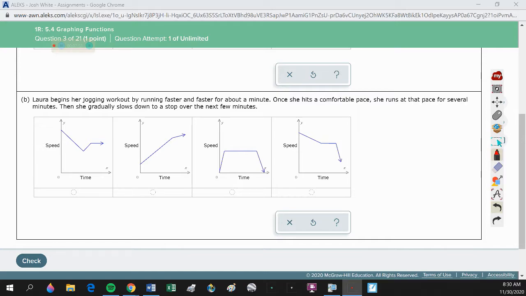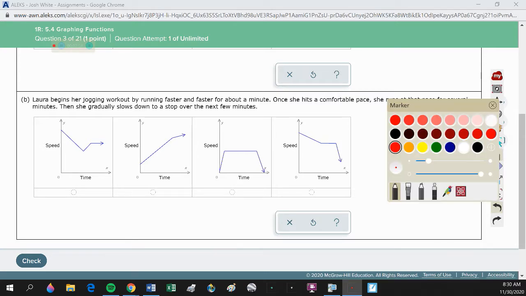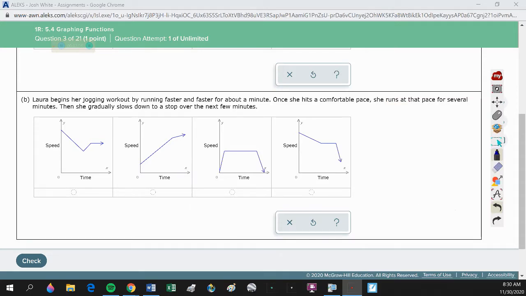Third one, how come? So this is not distance, it's speed. So this says her speed is going up pretty quickly. And then she's still running, but her speed is constant. She stays the same speed, and then she starts slowing down until she stops. Okay?